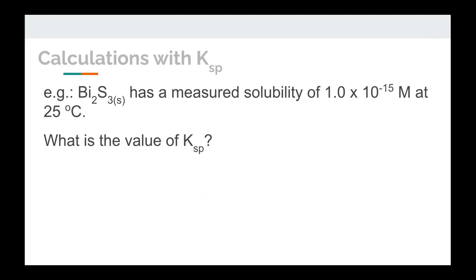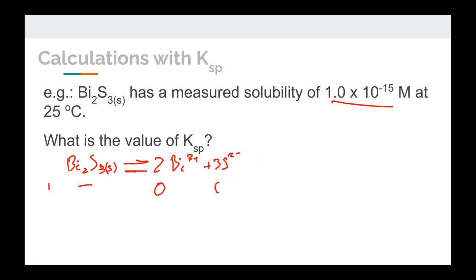Another example, bismuth(III) sulfide has a measured solubility that's given here at 25 degrees C, and we're supposed to find the value of Ksp. Well, let's set up our ICE chart again. Here's our reaction. Bi2S3 solid is going to become 2Bi3+ and 3S2-. And then initially, we don't care about the solids. These are both zeros before there's any dissolution going on.